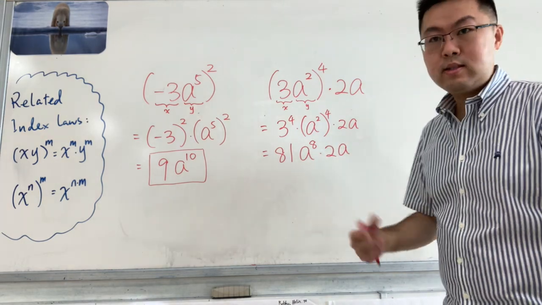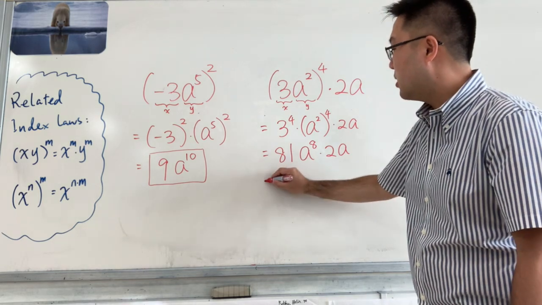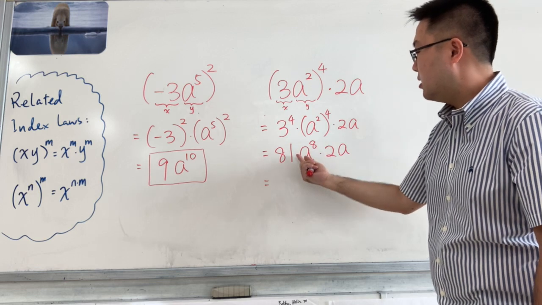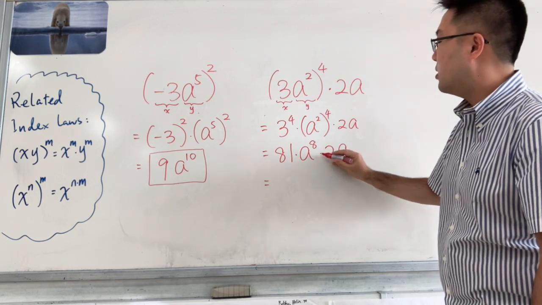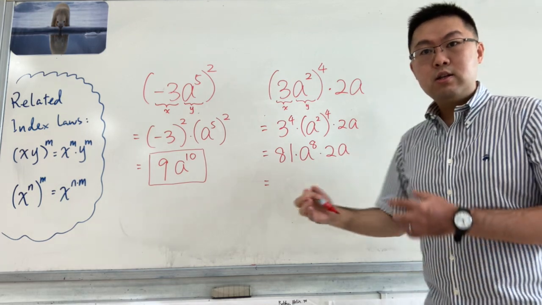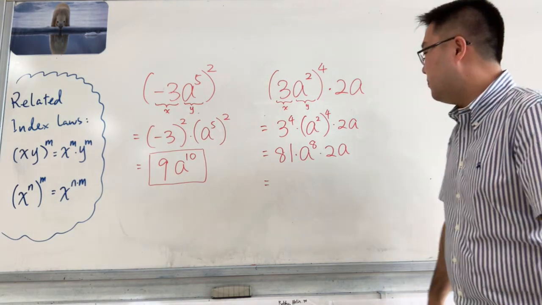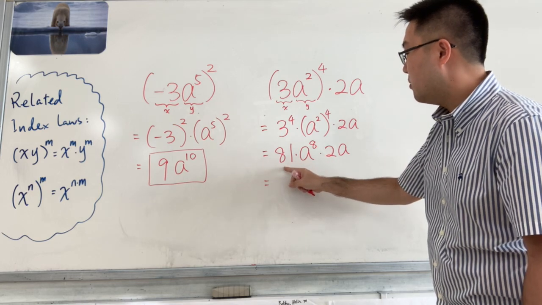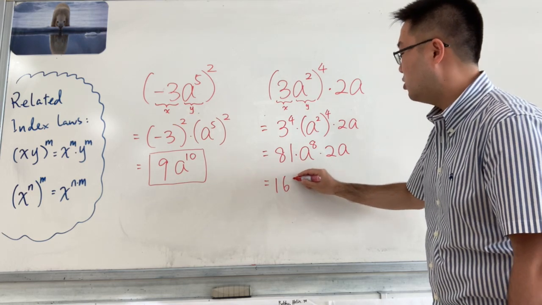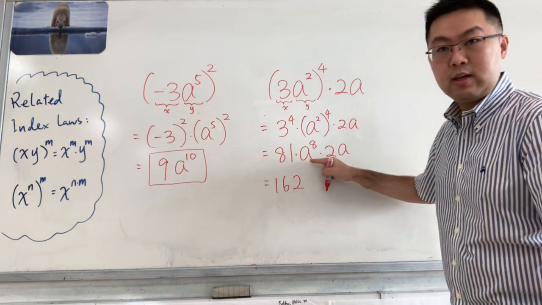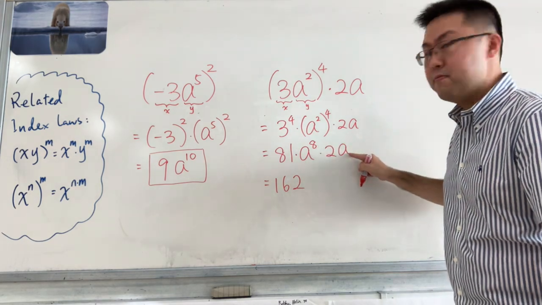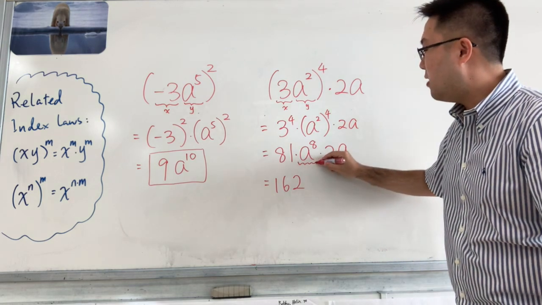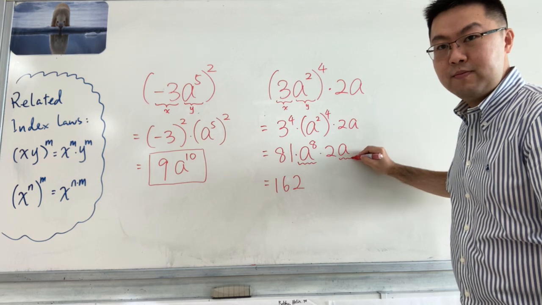Okay, we're just one step away from the final answer. Remember, 81 and a to the power of 8, the operation here is multiplication, times 2a. So all these are multiplied together. So we can actually put the coefficients together. 2 times 81 is 162. And then what about a to the power of 8 times a? Let me give you a few seconds to think about that. What is a to the power of 8 times a?